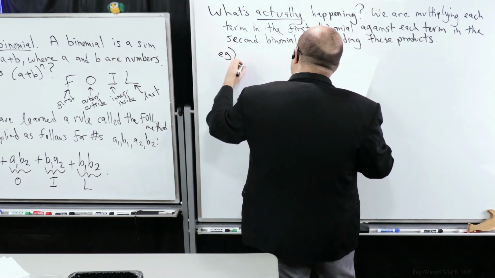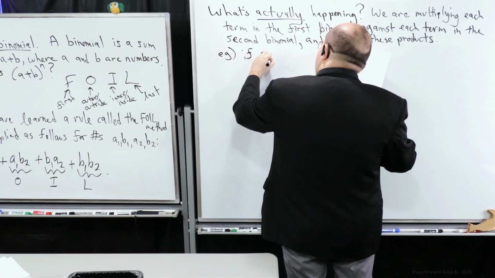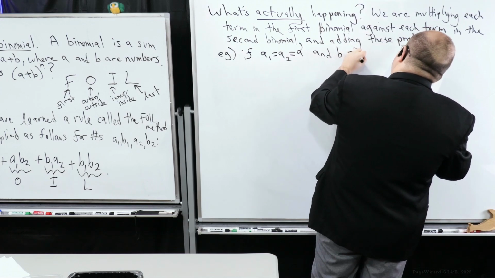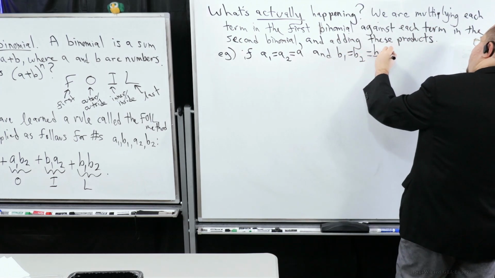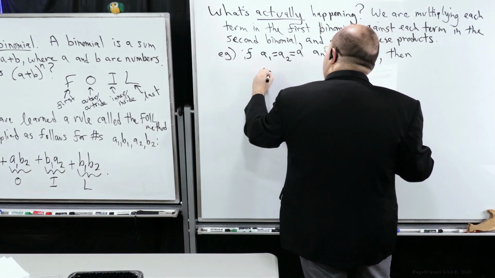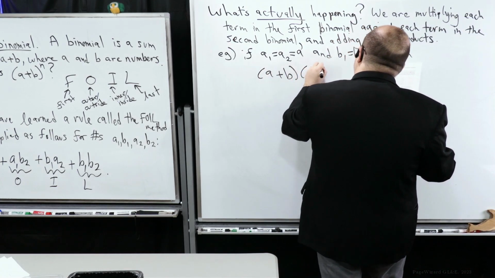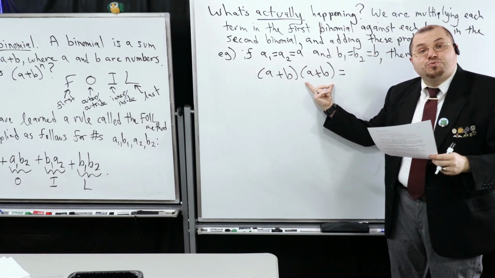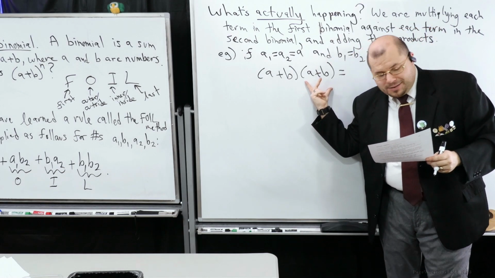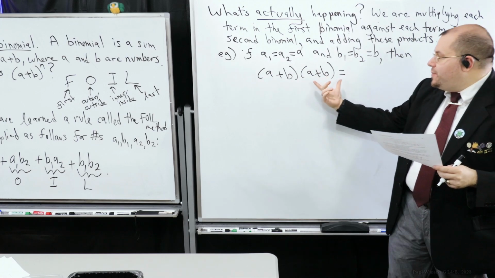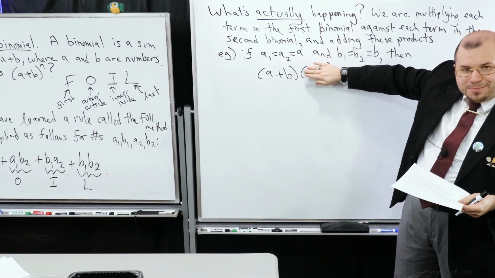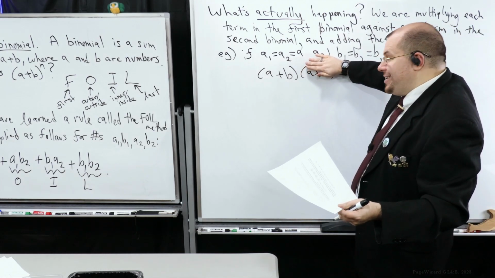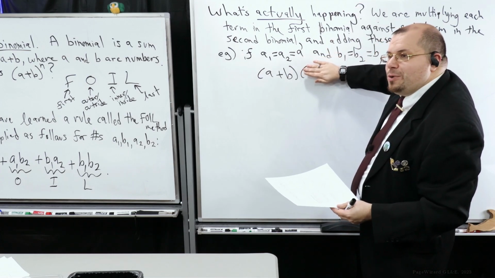So for example, if A1 equals A2 is equal to A, and B1 is equal to B2 is equal to B, then if I give you A plus B times A plus B, I want you to look at this as just one variable, okay? So imagine this was just like X, to make it a little less scary. Just imagine this is just like X. What would you do in that scenario?